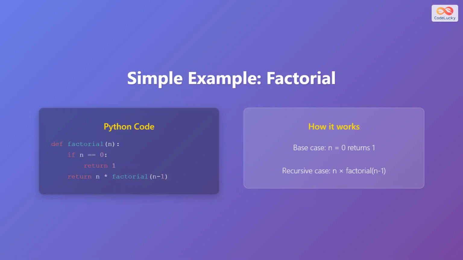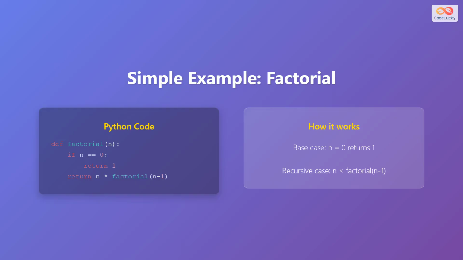Let's look at a simple example. The factorial function. Here is the Python code. We define a function called factorial that takes one argument. If n is equal to 0, we return 1. This is the base case. Otherwise, we return n multiplied by the factorial of n minus 1. This is the recursive case.